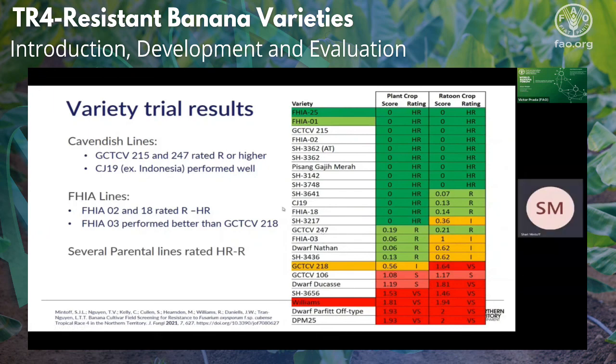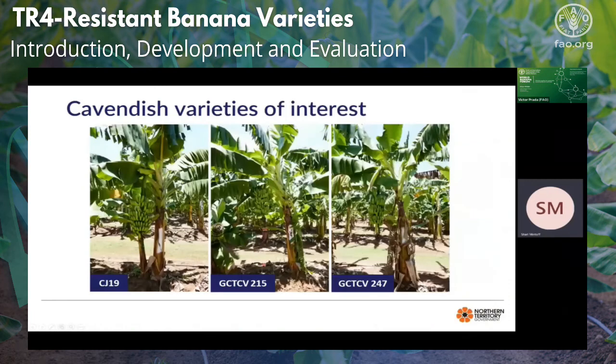And just to give you a quick idea of what the varieties look like. These are some of the more resistant Cavendish varieties that we found in that trial: CJ19, GCTCV215, and 247. That's a picture of the plant crop, but I think the return crop is pretty much in a very similar fashion. As you can see, it looks very happy and healthy despite being exposed to TR4.